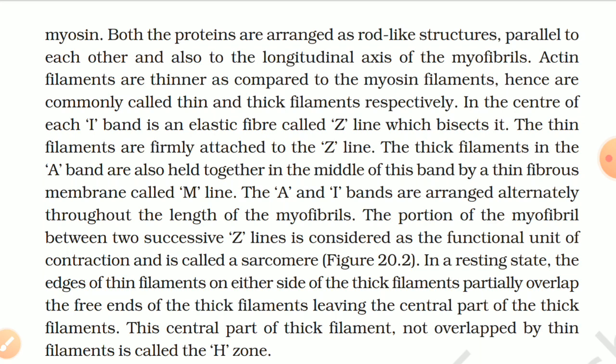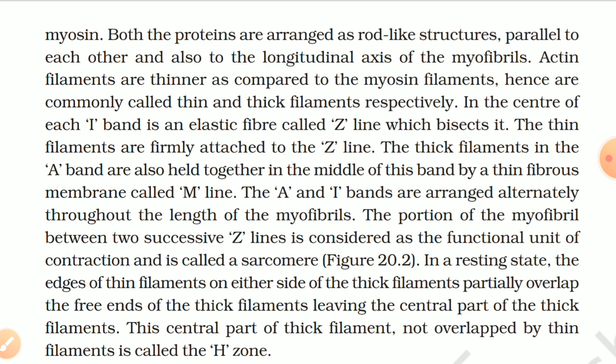The thin filaments are firmly attached to the Z lines. The thick filaments in the A band are also held together in the middle of this band by a thin fibrous membrane called M line. The A and I bands are arranged alternately throughout the length of the myofibrils. The portion of the myofibril between two successive Z lines is considered as a functional unit of contraction and is called a sarcomere. Figure 20.2.